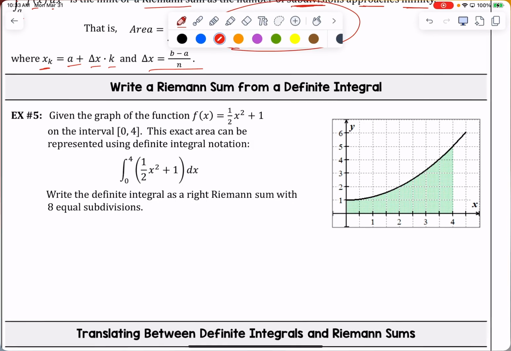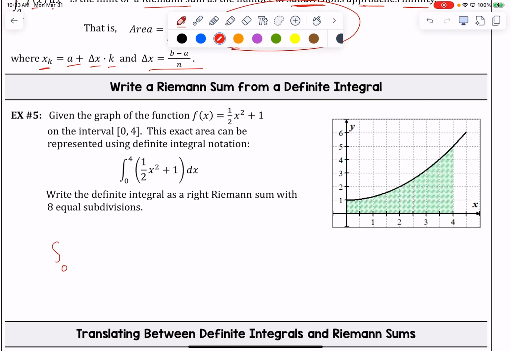Now, I don't want the approximate area, so here's what I'm looking for. I'm going to have the area from 0 to 4 of 1/2. Actually, they do want 8 rectangles. Sorry, we are approximating, so we're doing 8 rectangles. So we have 1/2 x squared plus 1, and I want an approximation written as a Riemann sum using sigma notation.